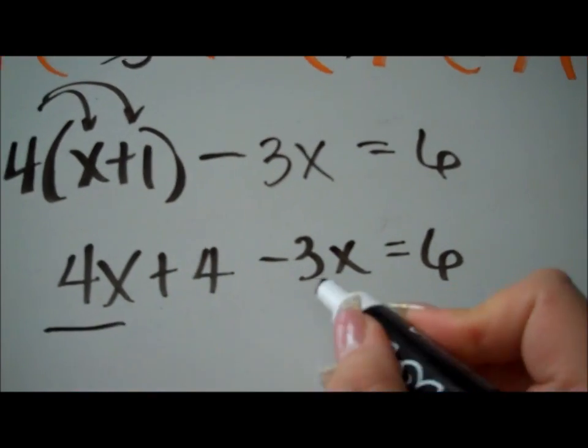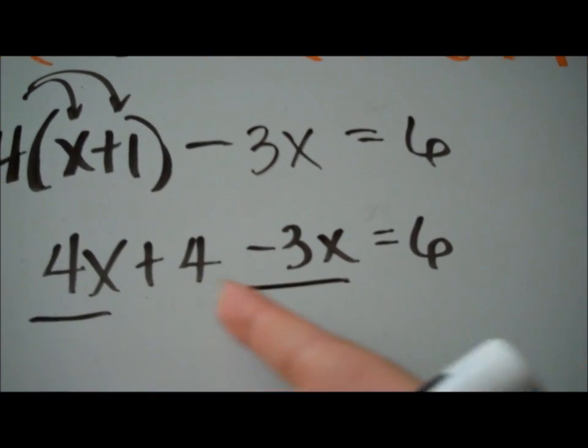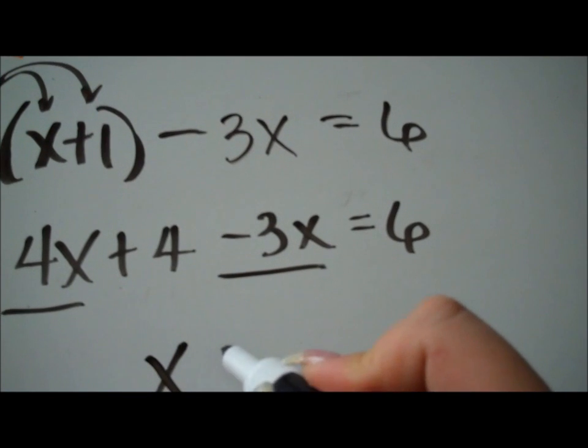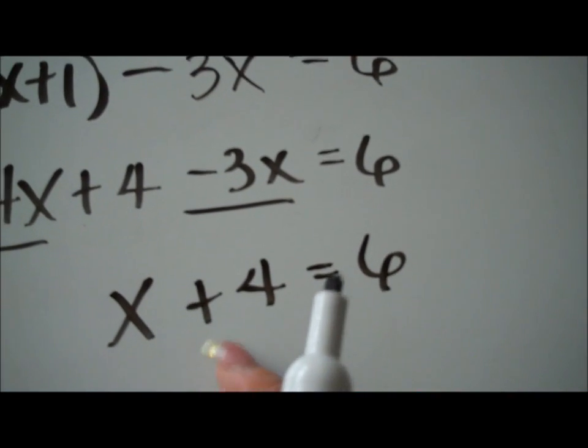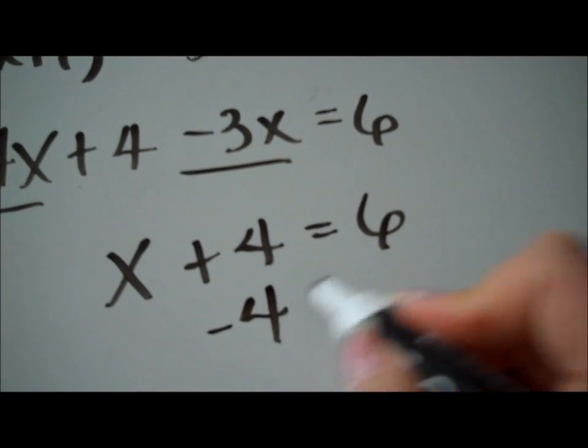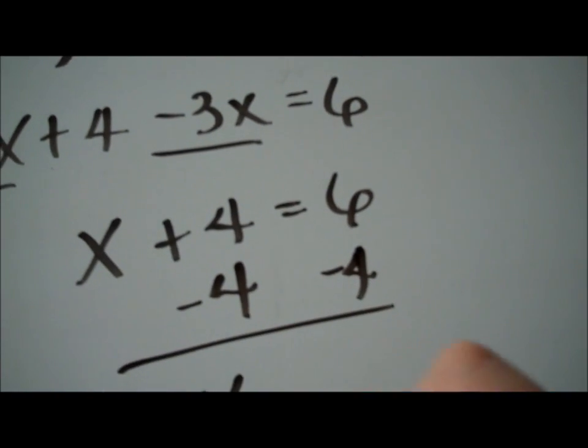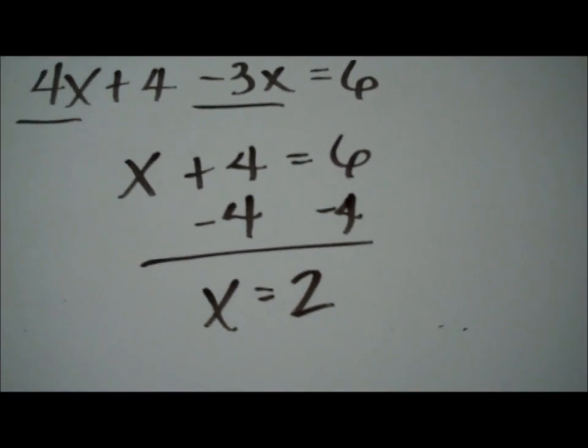I still need to combine like terms here. So I have 4x minus 3x, which is just an x, plus 4 equals 6. I have to undo this, so I subtract 4 and get x equals 2.